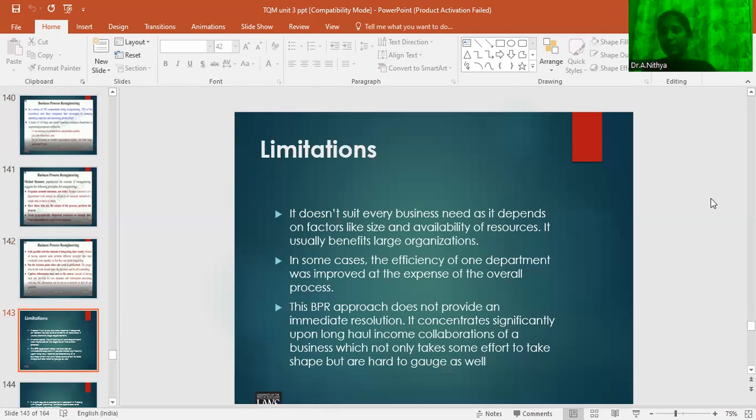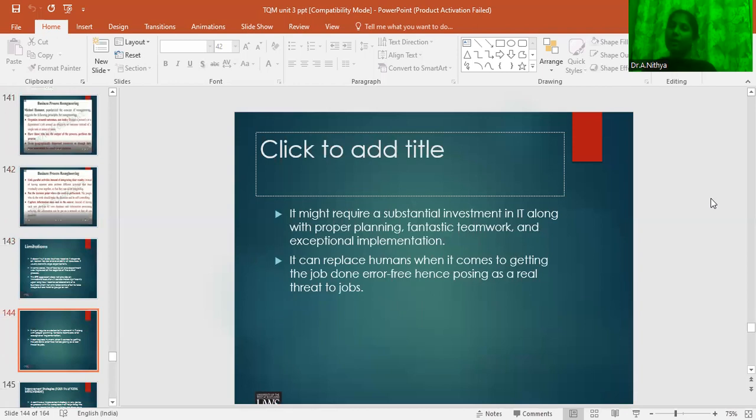We have limitations in BPR, business process reengineering. It does not suit every business as it depends on factors like size and availability of resources. In some cases, the efficiency of one department was improved at the expense of the overall process. And also, it does not provide an immediate resolution. It might require a substantial investment in IT along with proper planning. It can replace humans when it comes to getting the job done error-free, hence posing as a real threat to jobs.